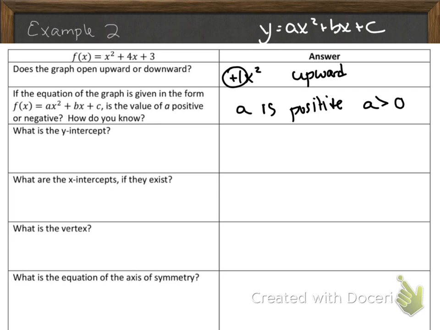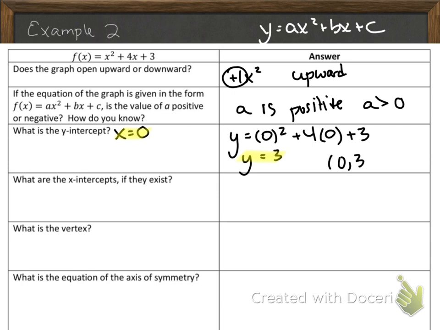Okay, so now they want us to find the y-intercept. Remember, to find the y-intercept, we set x equal to 0 and solve for y. So we have y is equal to x squared plus 4x plus 3. We put 0 in place of all of the x's, so we have y equals 3. However, we need to be careful, because it's not really y equals 3, that's a line. It's the ordered pair 0, 3.